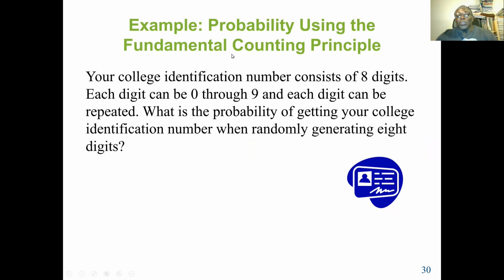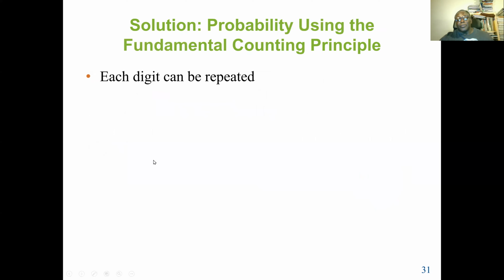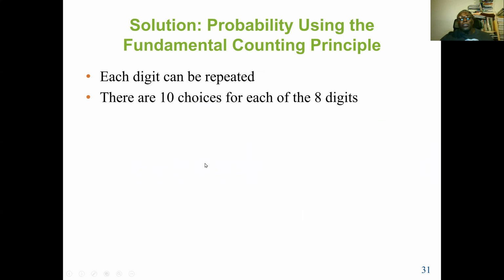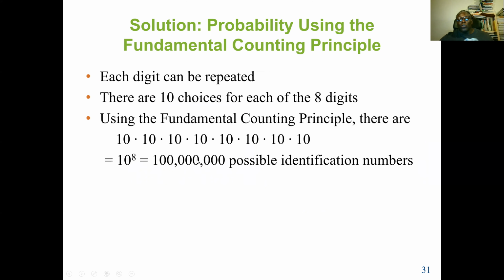Again, an example is given here, probability using the fundamental counting principle. Your college identification number consists of 8 digits. Each digit can be 0 through 9, and each digit can be repeated. What is the probability of getting your college identification number when randomly generating 8 digits? First, each digit can be repeated, and there are 10 choices for each of the 8 digits. So using the fundamental counting principle, we get 10 times 10 times 10, 8 times, which will be 10 to the power 8.